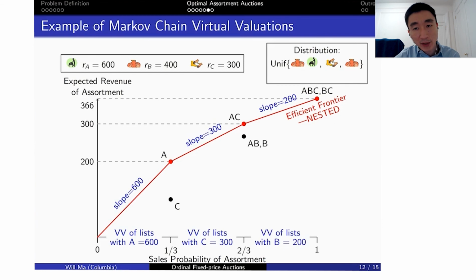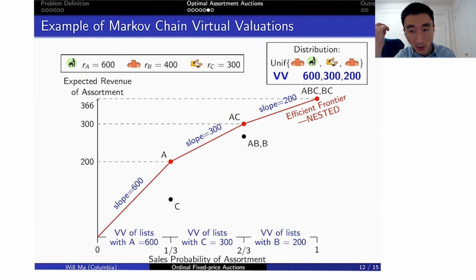I just want to illustrate some intuition for the virtual valuations on this specific example. There's a peculiarity here: if I look at the list consisting of the foot rub, the second item, the virtual valuation is 300, where the price of the foot rub is 300. Whereas for the back rub, even though the price was 400, the virtual valuation is only 200. So why do we get this non-monotonicity?